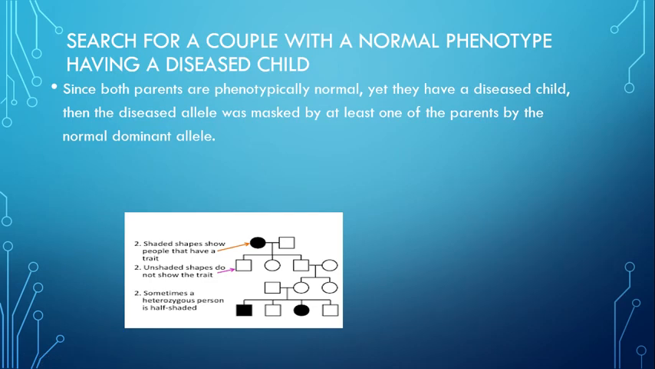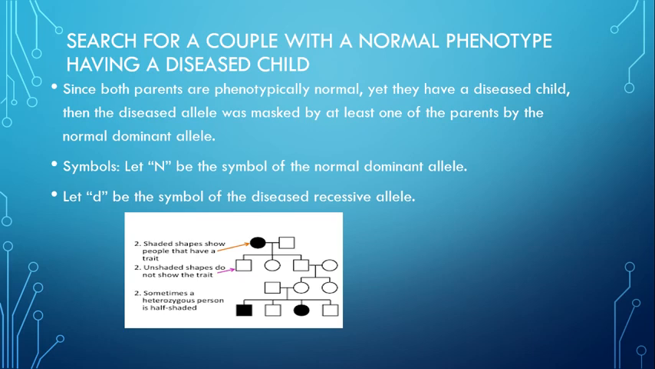From this observation, you can directly know that the diseased allele was masked by the two parents, which means that they are showing their normal allele, which proves that the normal allele is dominant over the recessive diseased allele. After proving that the normal allele is dominant and the diseased allele is recessive, we're supposed to symbolize the letters. You can choose your own symbols, of course, but I've chosen capital N to be the symbol of the normal dominant allele, and the small d, lowercase since it is the recessive allele, is the symbol of the diseased recessive allele.